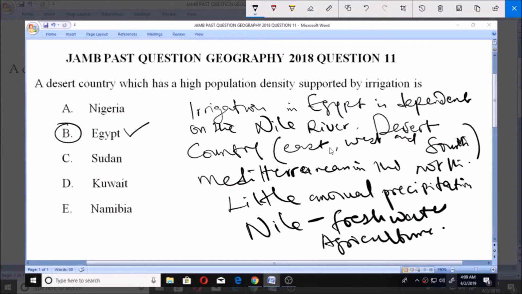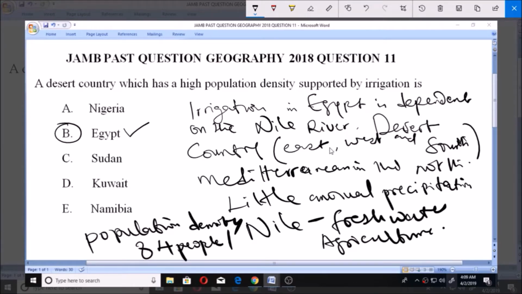Now Egypt has a high population density of about 84 people per kilometer squared. So this is quite high population density. So that's what makes option B the right answer for this.